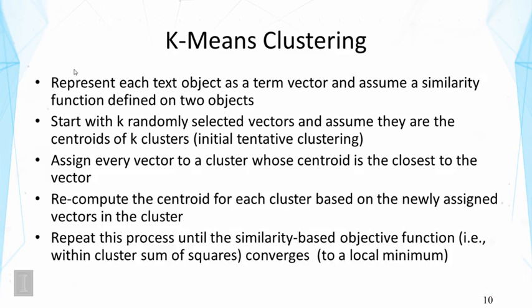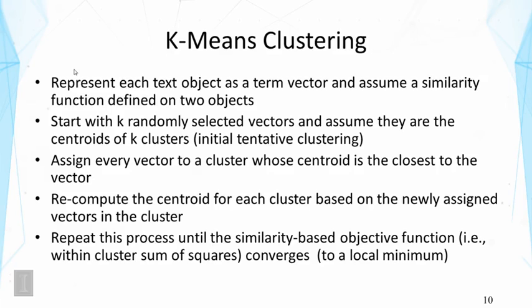And then we can repeat this process until the similarity-based objective function, in this case the within cluster sum of squares, converges. And theoretically, we can show that this process is going to minimize the within cluster sum of squares, a well-defined objective function, given k clusters. It can also be shown this process will converge to a local minimum.